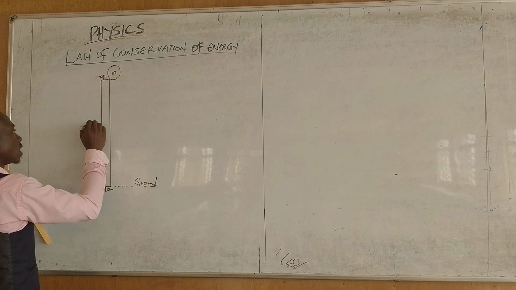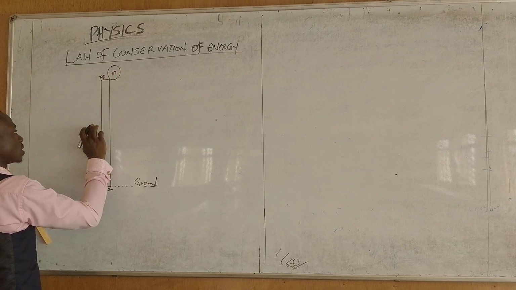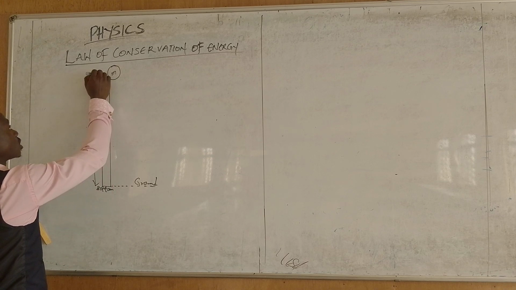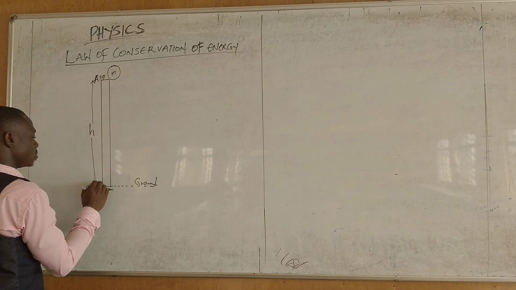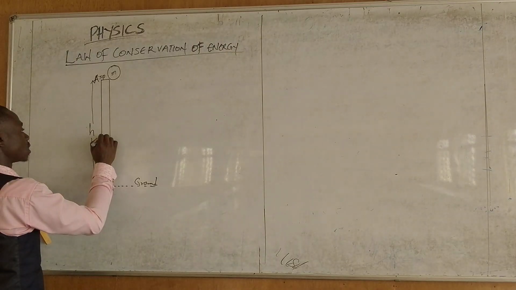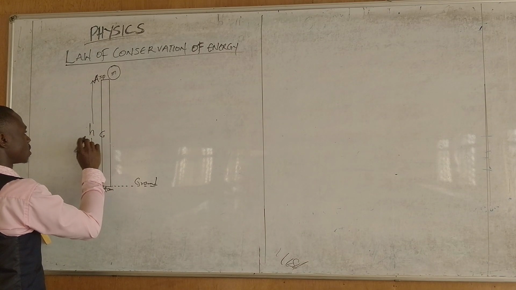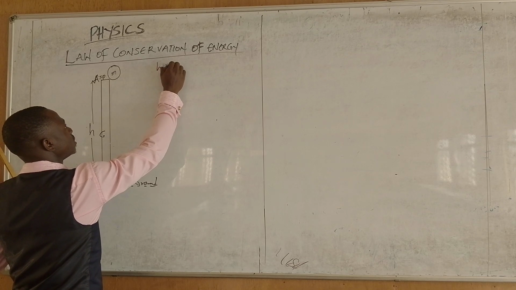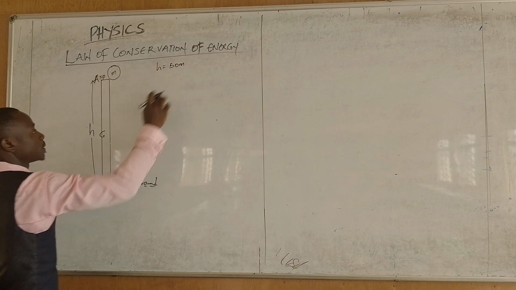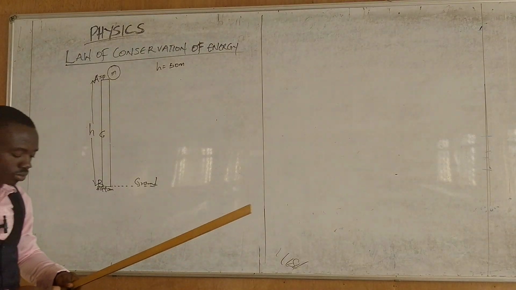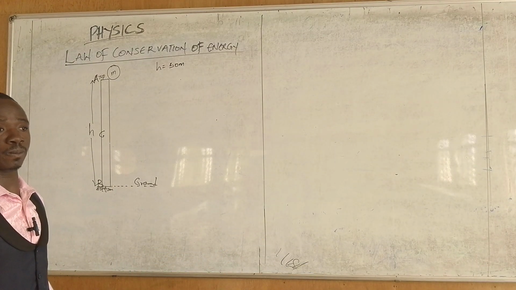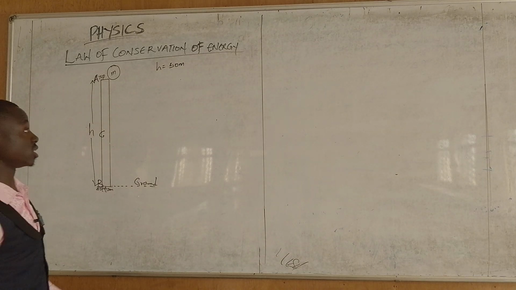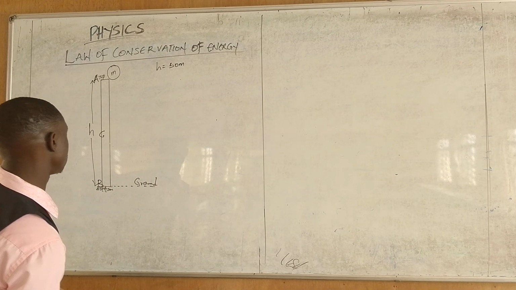the top of the cliff, this is the height h. Now let me call this top A. Let me call the base B. And then let me call the center C. Now, assuming this height is 50 meters, this is just an assumption. I want to show you how the law of conservation of energy works in this particular system.